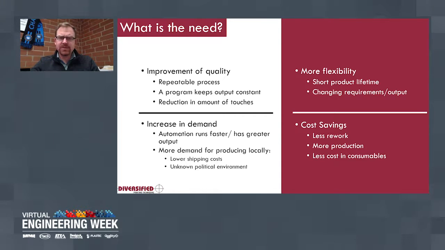Another thing is there's been a demand for more local production due to political climates and shipping costs. It costs so much more to move product from China now or other places than it did 5, 10 years ago because the demand's higher. So if we're able to reshore these projects and use automation to keep the costs down, then we don't have to worry about these shipping costs to import.